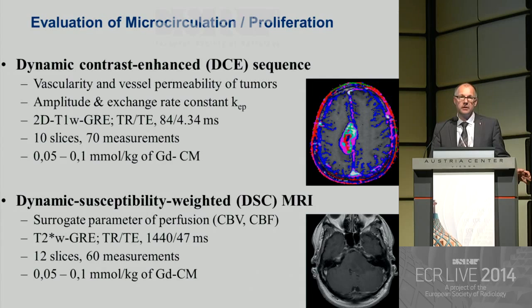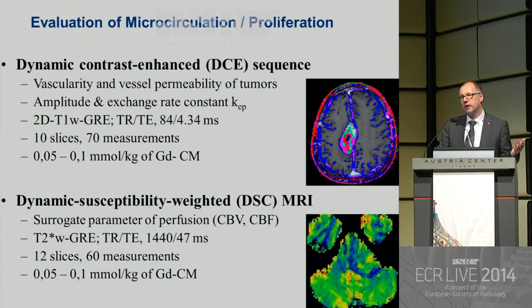This tumor looks very homogeneous on the conventional imaging. However, if you look in detail, and that's the overlay of the parameter image of CBV in this case, we see that it's not a homogeneous tumor at all. There are some hotspots, and we learned over the last couple of years that those hotspots represent the most malignant parts of the tumor.